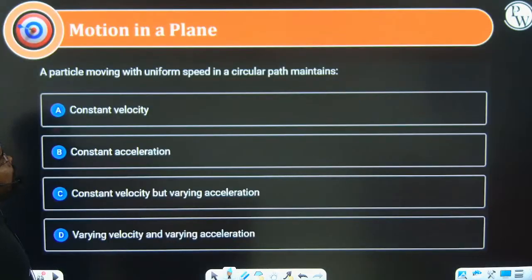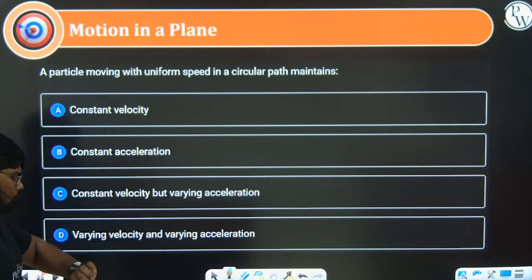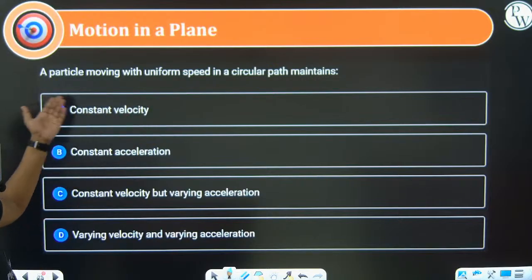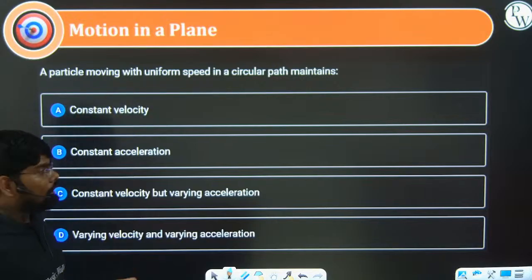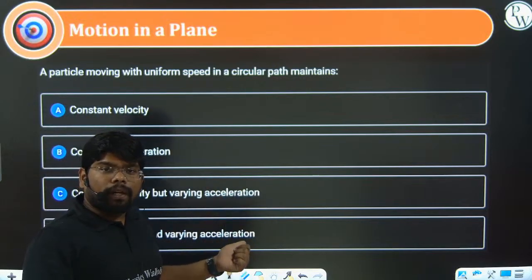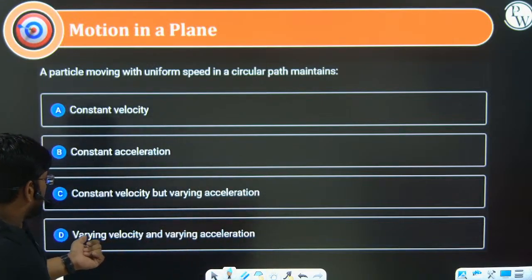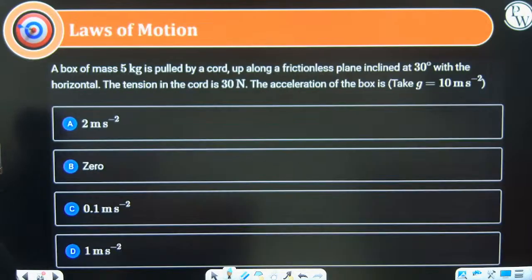So now we are at the end of motion in a plane. Again, these are the questions we are seeing. Now let us see another question. A particle is moving with a uniform speed in a circular path. When you are moving in a circular path with uniform speed, velocity varies, acceleration varies, nothing is constant. So varying velocity, varying acceleration. Again, it is a repeated question.